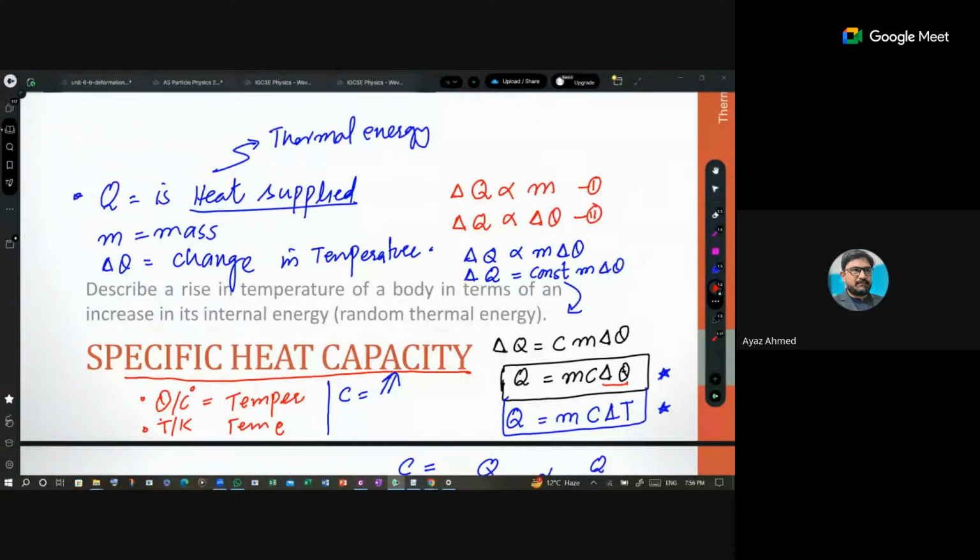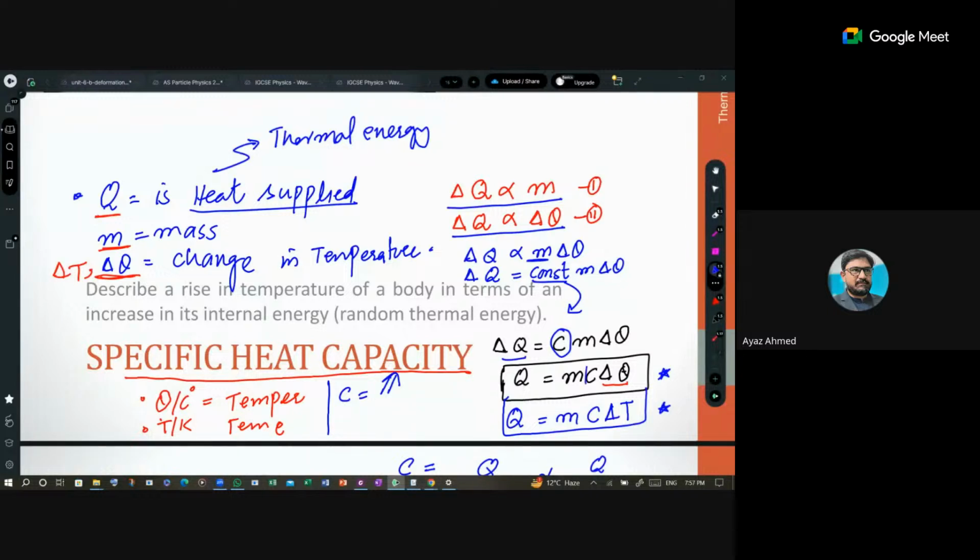Specific heat capacity has an origin. If I supply some heat Q to a system, the mass of the system is m, and its temperature changes from theta 1 to theta 2, where delta theta is the change in temperature, then the heat supplied to the system is directly proportional to mass and directly proportional to change in temperature. To remove this proportionality, we apply a constant, C. So Q equals m c delta theta.